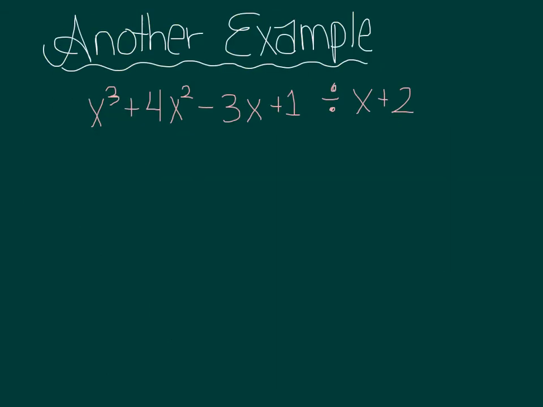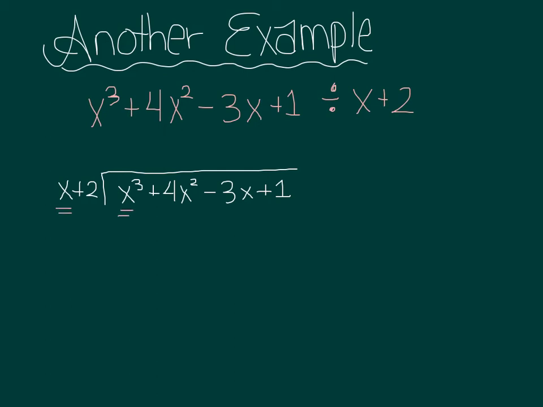Let's do another example. Now I have my divisor is x plus 2, so I put that outside the house. Then under the house is x to the third plus 4x squared minus 3x plus 1. All right, you might remember our first step is to look just at the first term of the divisor, just that x, I'm going to underline it, and ask ourselves, how many times does that x go into x to the third?